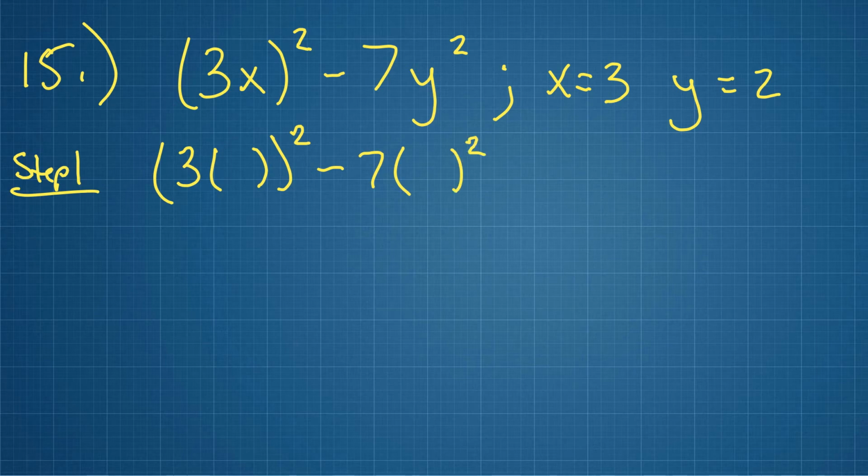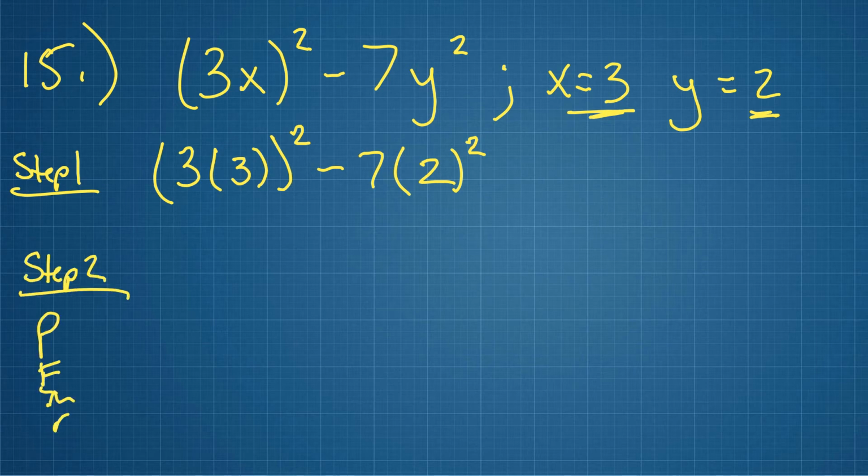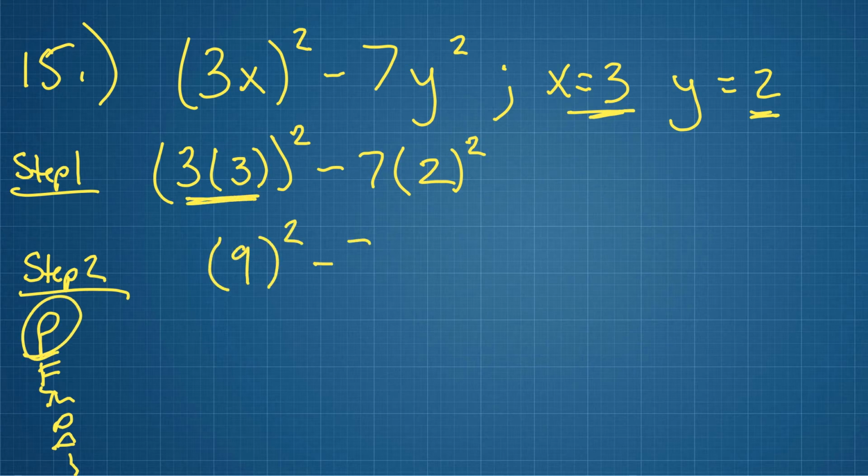Now this is going to be really important in 16. Sometimes you'll get away with it, like in number 15 you might get away with it. Now, wherever I see an x, I put 3, so I put 3 right there. Wherever I see a y, I put 2. Now I'm just going to do order of operations. So step 2 says you're going to follow PEMDAS. So I look inside the parentheses, right? I have to do 3 times 3 first. That's why I have 9 squared minus 7 times 2 squared.